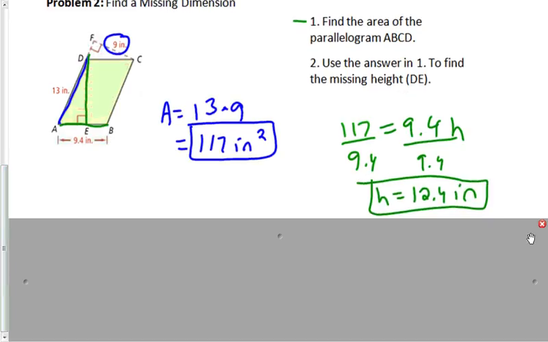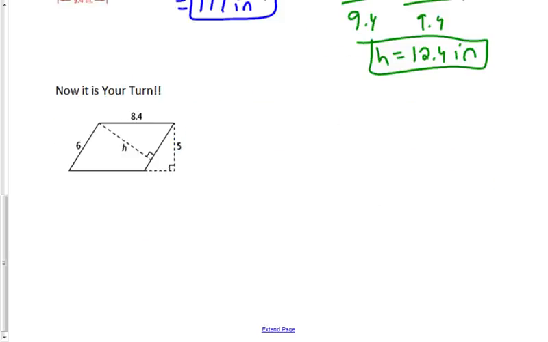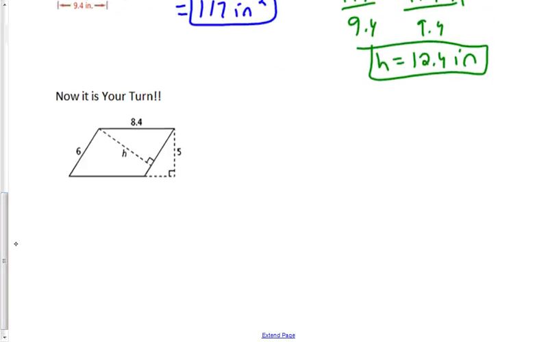So I should take that, use what we just learned, and try that on this one. We want to find h. All right. Given what we have, you're going to have to find the area first and then find that missing height. So go ahead and pause it, and then you can unpause it when you're done, and I will show you the answer.